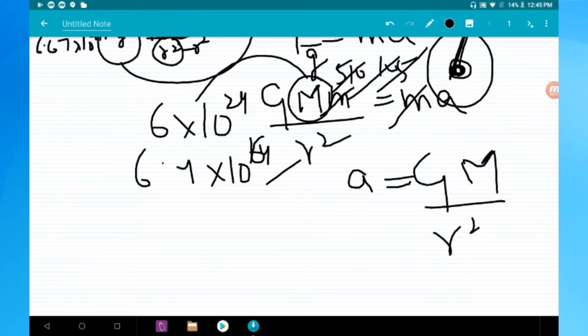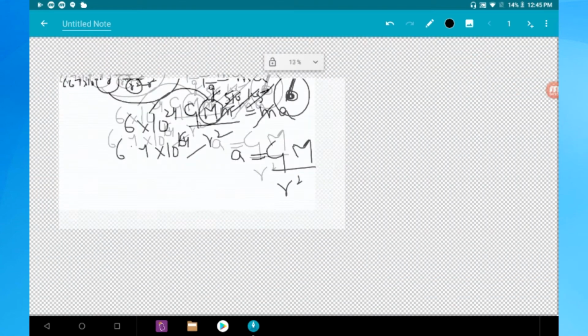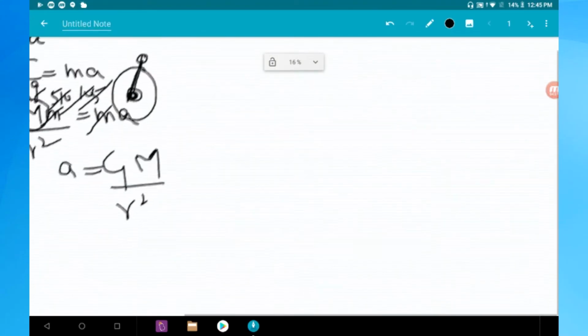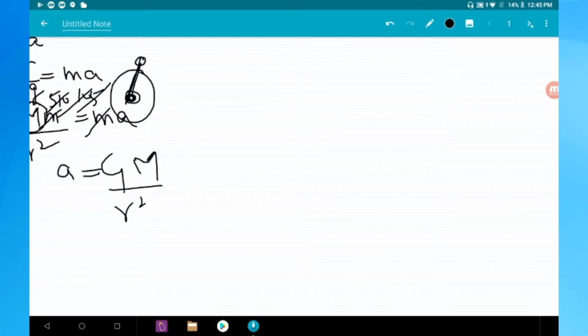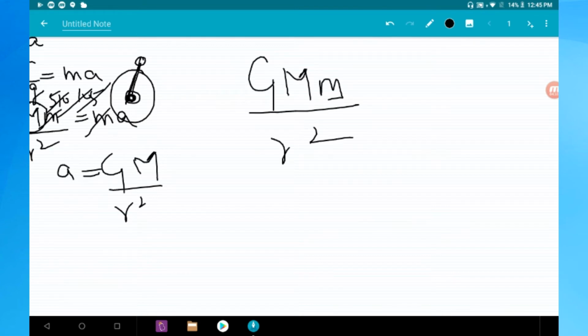Now let me show you the numerical form of it. It's a very simple form. I just need a calculator. Let me check on the calculator, or it's fine, we can calculate on the computer. So let's take GM by r squared, the universal law of gravitation.